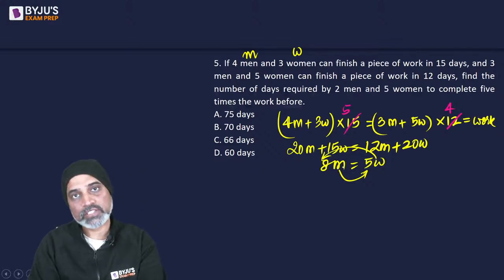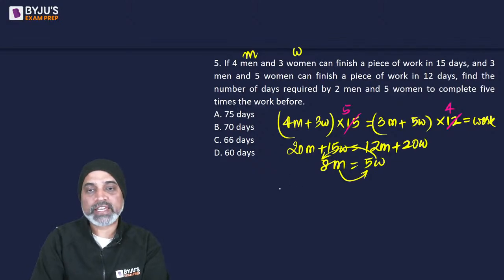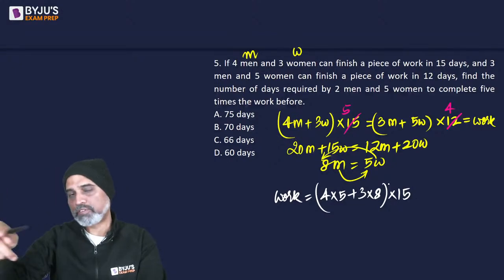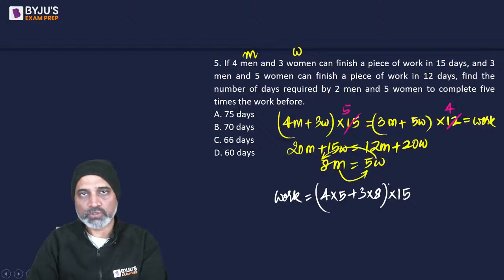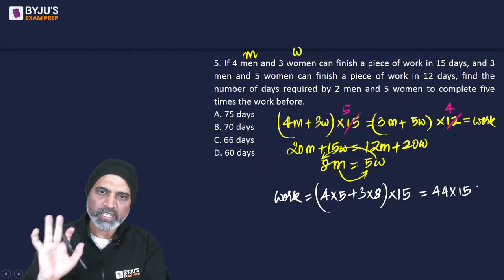So if we put these two values back, we will get the total work as 4 times the efficiency of a man plus 3 times the efficiency of a woman into 15, right? Or I could have used the second term. Either of these two will do, right? So this is going to be 20 plus 24, which is 44 into 15, whatever this is, okay? Not getting into what the value is, don't calculate.